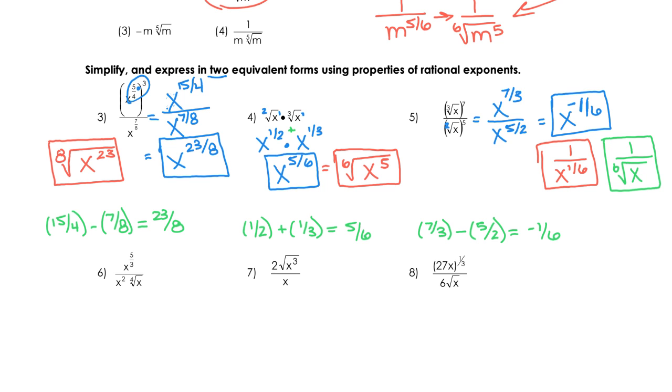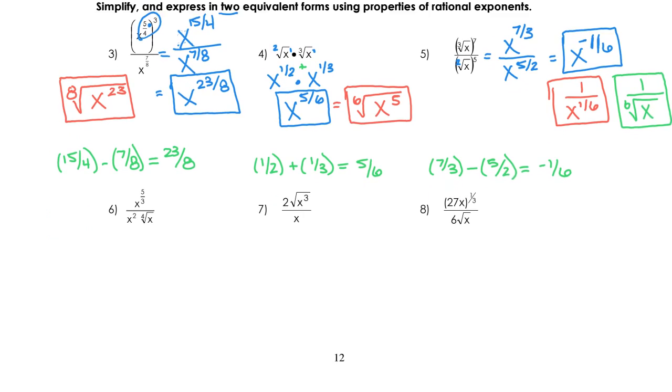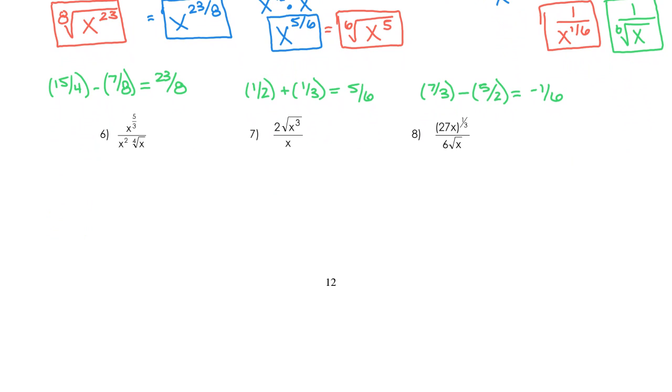Let's go ahead and see what they have in 6, 7, and 8. It looks like they're getting a little bit fancier. Just remember your rules and your properties. So the top looks nice, but the bottom does not. So we're going to keep the top as x to the 5/3. But it seems like the bottom needs a little cleaned up.